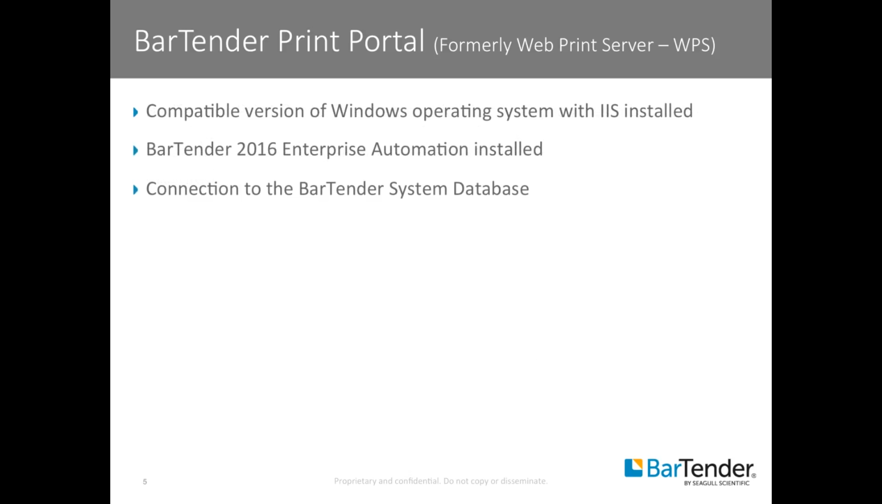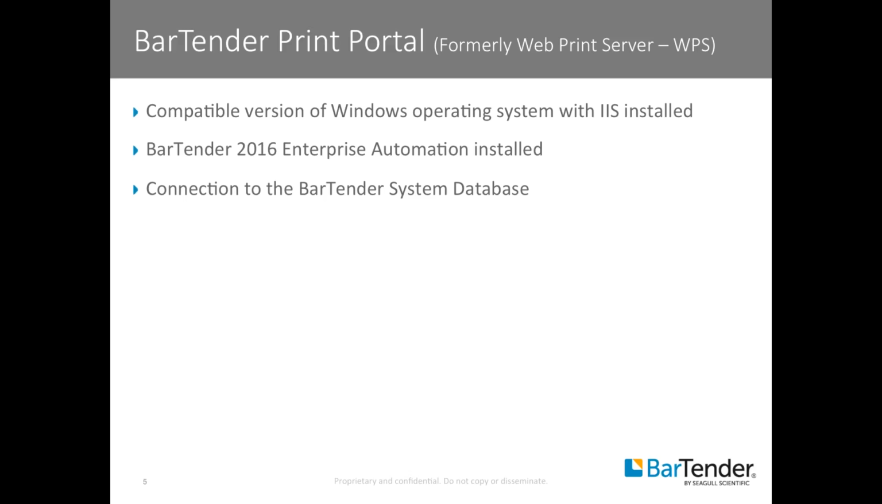On the machine that's hosting your Print Portal, before you even begin, there are a few things that you want to make sure you have set up beforehand. So you'll want a compatible version of Windows running with IIS installed. Once that's done, you can install BarTender 2016. You are required to have an Enterprise Automation license.